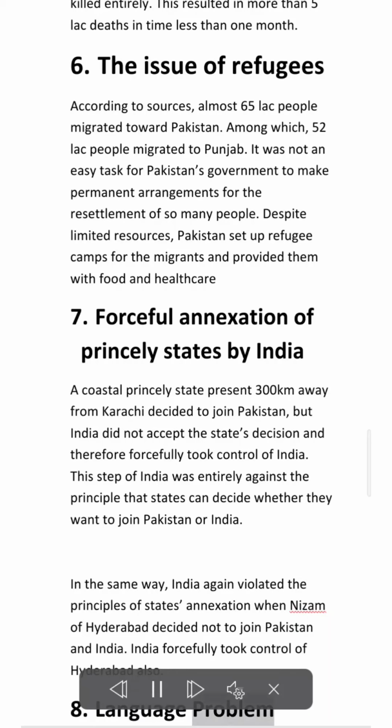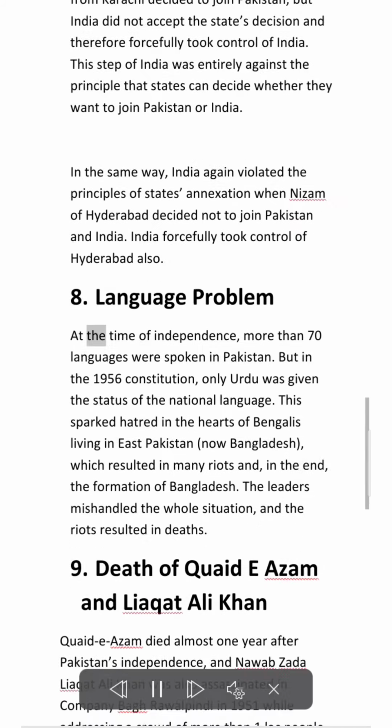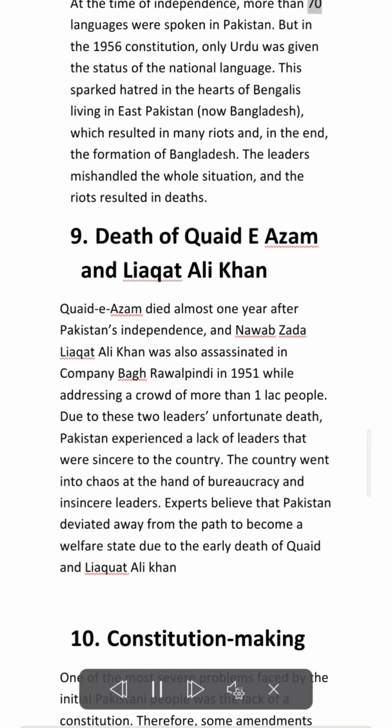Language problem. At the time of independence, more than 70 languages were spoken in Pakistan. But in the 1956 constitution, only Urdu was given the status of the national language. This sparked hatred in the hearts of Bengalis living in East Pakistan, now Bangladesh, which resulted in many riots and, in the end, the formation of Bangladesh. The leaders mishandled the whole situation, and the riots resulted in deaths.